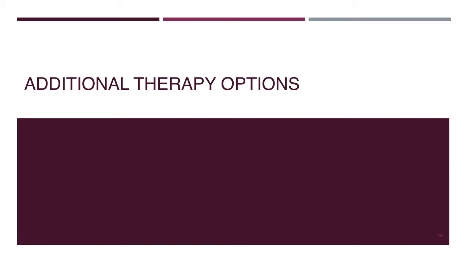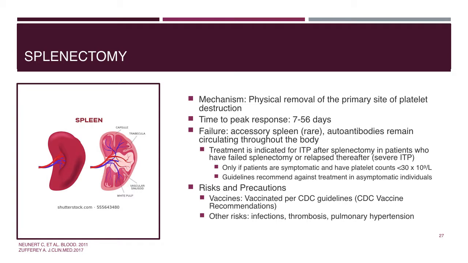There are some additional therapy options that are considered in the guidelines, such as a splenectomy, so that physical removal of the primary site of platelet destruction. The spleen, being the largest lymphatic organ in the body, acts as such to maintain a healthy immune system through, quote, cleaning the blood. In ITP, platelets are opsonized by autoantibodies, thus the body has marked them as foreign.